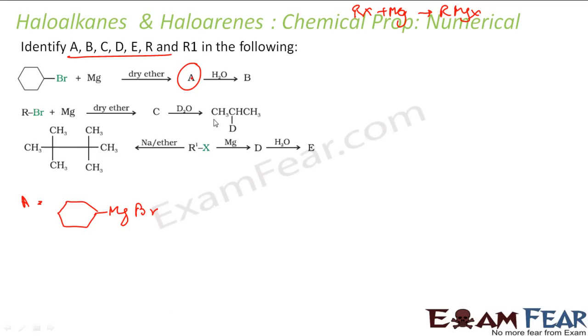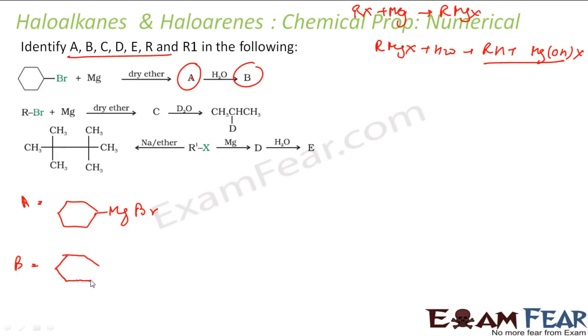Let's see for B. B, you are saying you react with water. We have seen that the moment it reacts with water, what will happen is you take RMgX, you react with water, you get RH plus Mg(OH)X. You have seen this reaction. So this will become RH, that means this with the H. That means B will become, replace whole MgX with a H. This is my B. So I'm done with B.